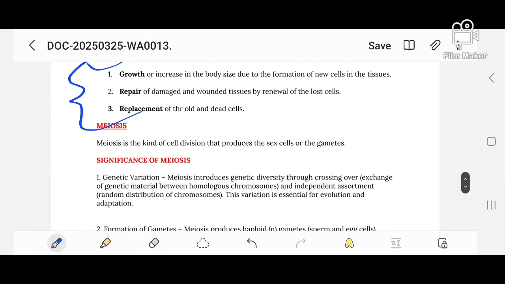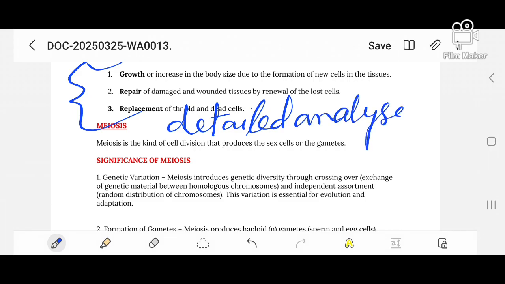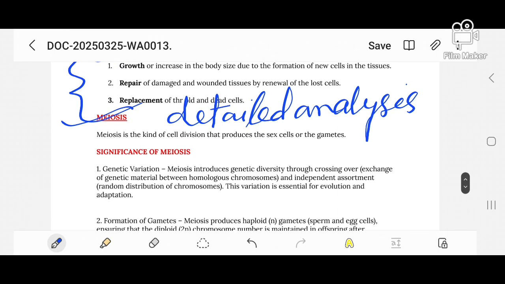Now meiosis, we will do a detailed analysis of meiosis. Meiosis is the kind of cell division that produces sex cells or gametes. Okay, I have told you the cell division of meiosis is not in the syllabus, but the significance of meiosis you have to learn. Genetic variation.